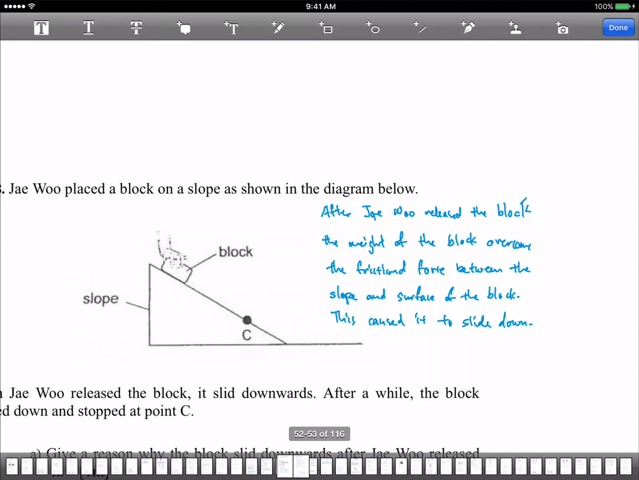Let's see. Experiment, just slide. Okay, so when I see it slide down, why? Because the gravitational pull, gravity pulling down, is stronger than the friction between here and here. So it slides down. Understand? Right, so that is the concept.